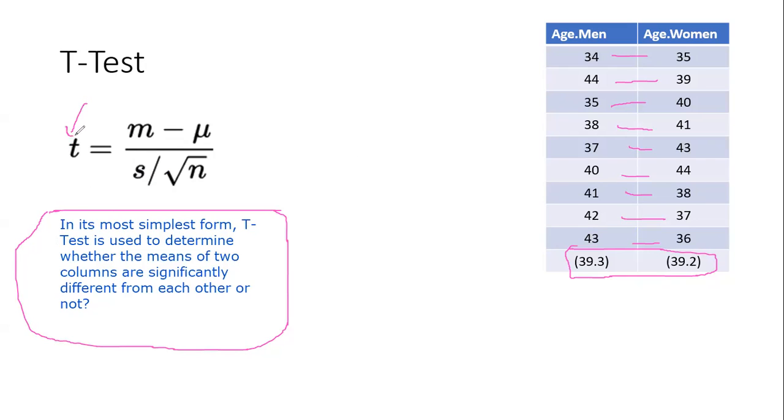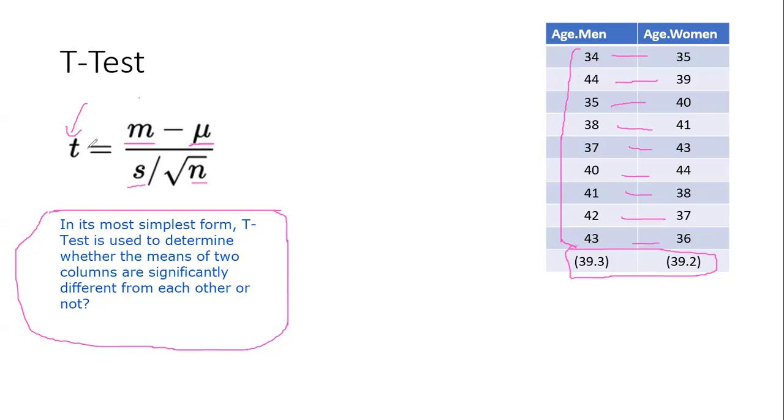So here t is the test statistic which is computed for each t-test execution. M is the mean, mu is a sort of a threshold, S is the standard deviation of the column, and N is the number of observations. So in this case, I think I have 9 observations.